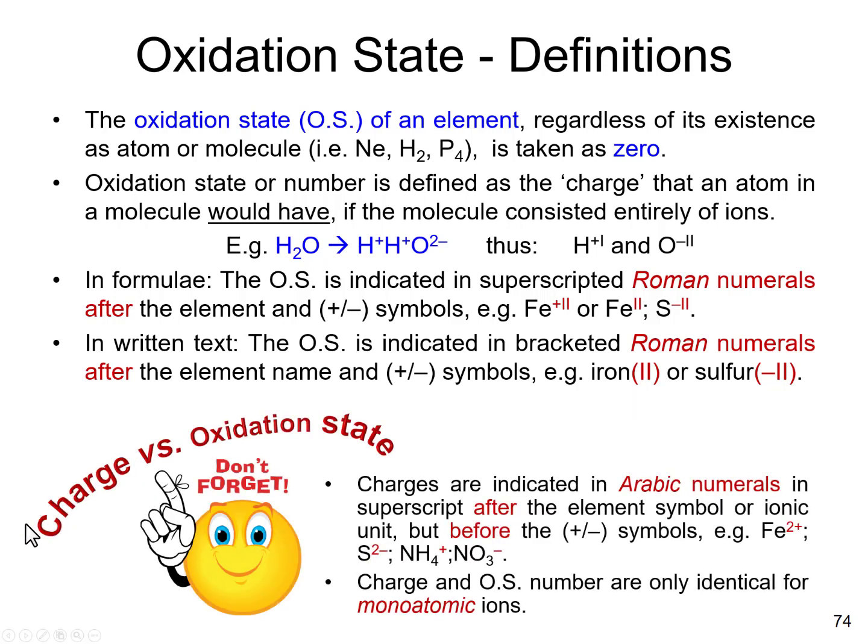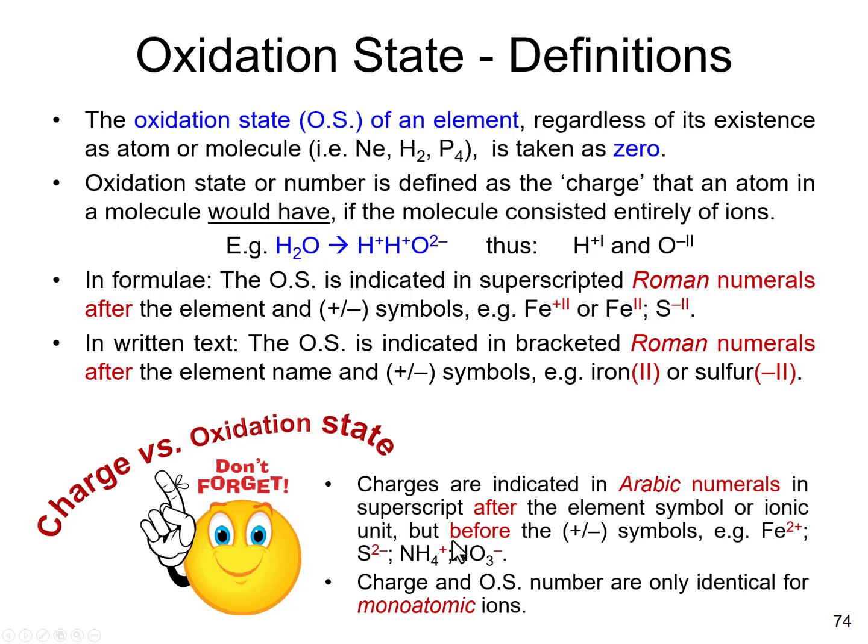Take note that the charge is not the same as the oxidation state. So we have been dealing with charges here, which allowed us to determine oxidation state. But they are not the same. Charges are indicated in Arabic numerals and also in superscript after the element symbol or after the ionic unit, but they appear before the plus or minus symbols. For example, you have iron 2+ or sulfur 2-. And here you can see the charge is written with Arabic numeral followed by the plus and minus symbol.